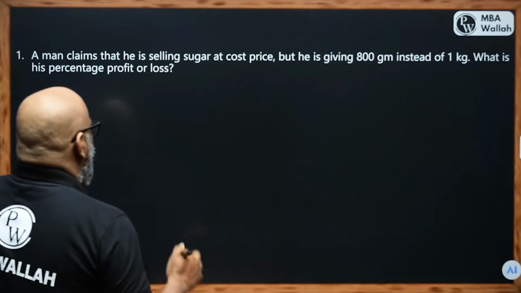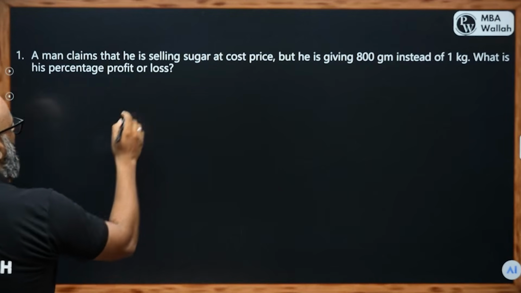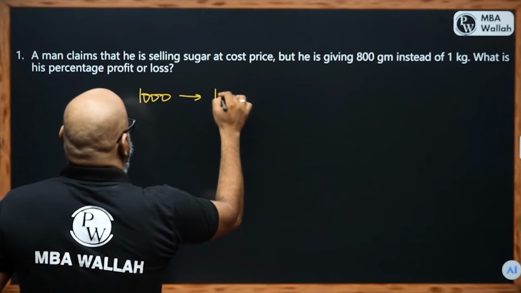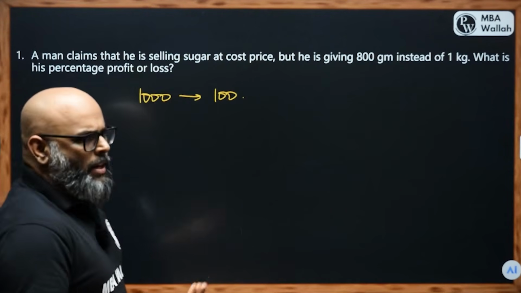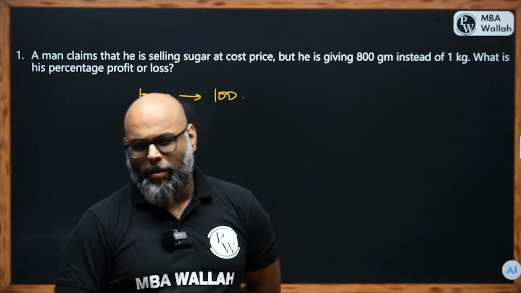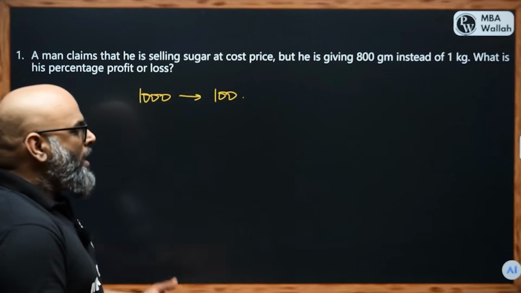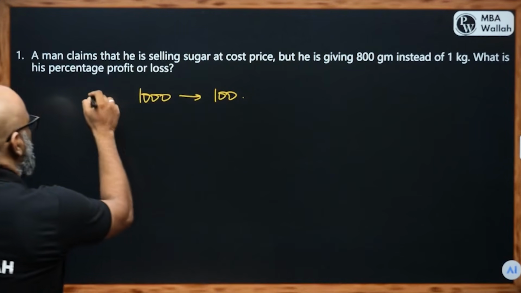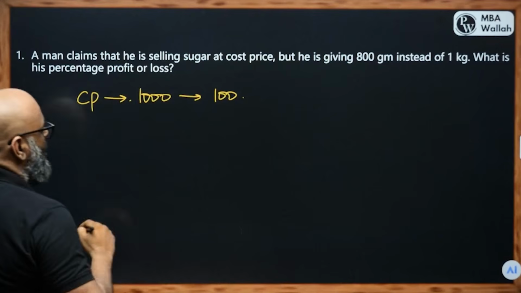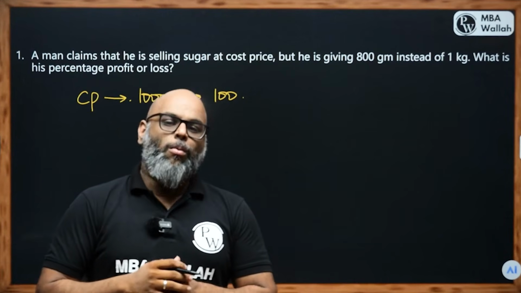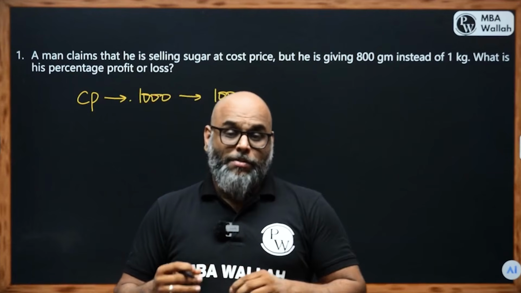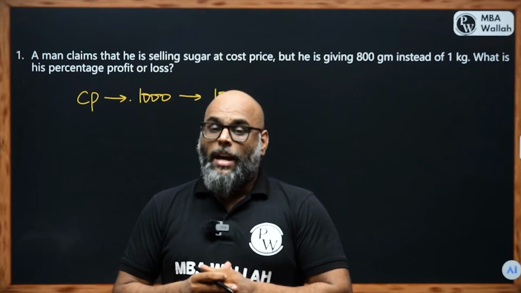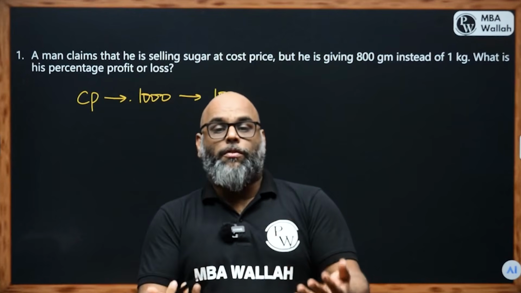To look at this question, let's say the 1000 grams that he bought, he bought it for 100 rupees. So every 10 grams is 1 rupee. 1 gram is 0.1 rupees. We understand that. So he buys 1000 grams and he pays 100 rupees. That's his cost price. This will be the cost price scenario. Now he's going to sell 1 kg. But in the pretext of selling 1 kg, he's giving you only 800 grams. But he's telling you, hey, for 800 grams, he's selling it to you for 100 rupees, right?